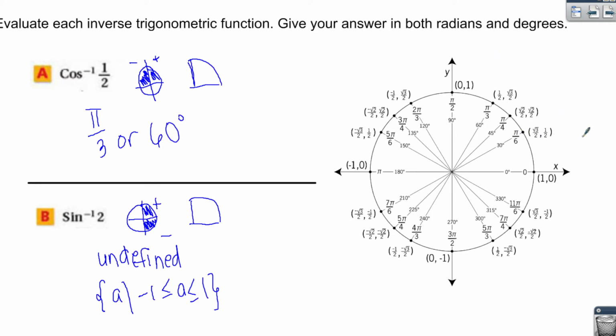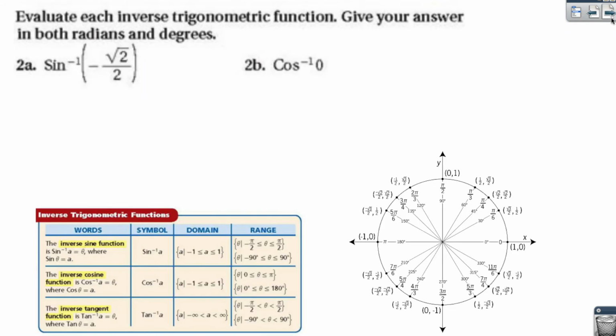All right, so on the next page, you'll have an opportunity to try and apply what you just learned. So give yourself some time to read the questions, evaluate each inverse trigonometric function, and give your answer in both radians and degrees. At this point, you can pause the video and give yourself some time to answer them.